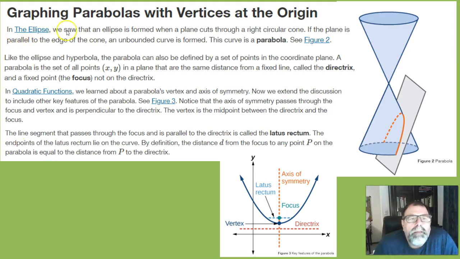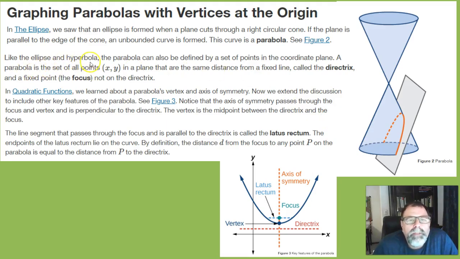Okay, in the ellipse, we saw that an ellipse is formed when a plane cuts through a right circular cone. If the plane is parallel to the edge of the cone, an unbounded curve is formed. This curve is a parabola. So again, if we cut it where the plane is parallel to this edge, or the other edge, doesn't matter which, just parallel to the edge, the cross section would be a parabola.